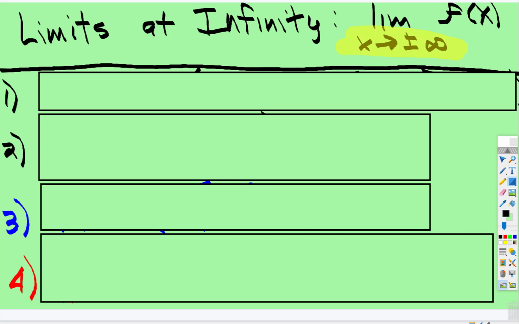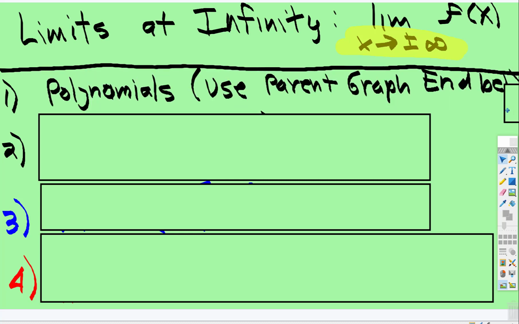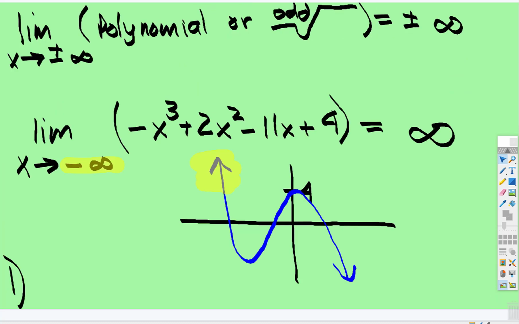Okay, now we're going to talk about limits at infinity, when x is headed towards either positive or negative infinity of a function. The first thing we're going to talk about is polynomial functions. And essentially, since polynomial functions are fully continuous, you can just look at their parent graph for end behaviors.